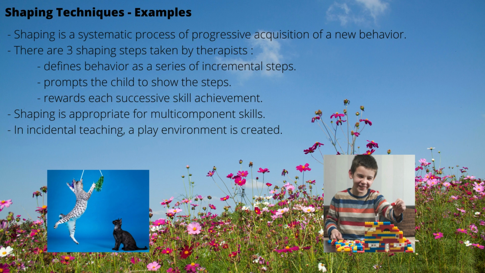Now coming to the shaping techniques. Inside the behavioral, there's a technique called shaping techniques, and here I'm going to explain about the examples. Shaping is a systematic process of progressive acquisition of a new behavior through performance of successive acts that collectively represent a more advanced skill. There are actually three shaping steps which are taken by interventionists or therapists. Number one is defining behavior as a series of incremental steps. Number two is prompting the child to show the steps, and number three is to reward each successive skill achievement.